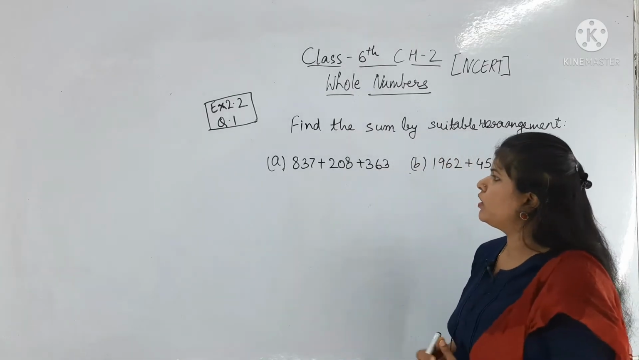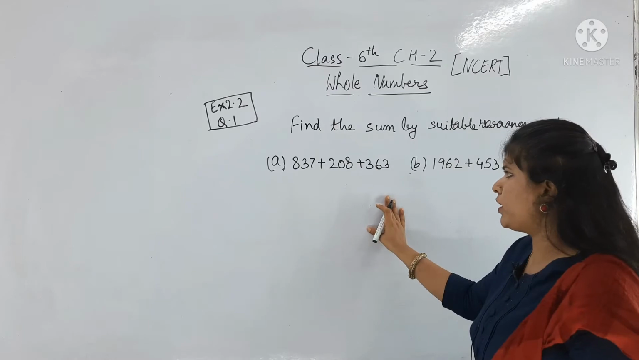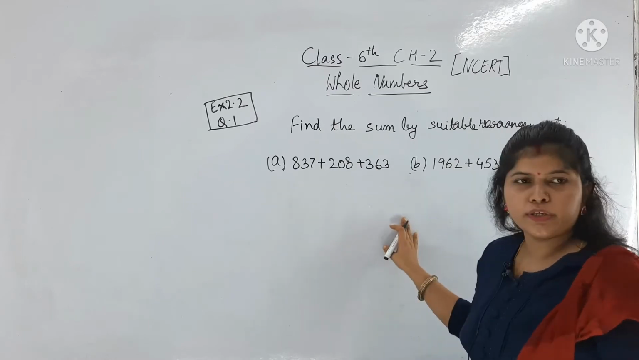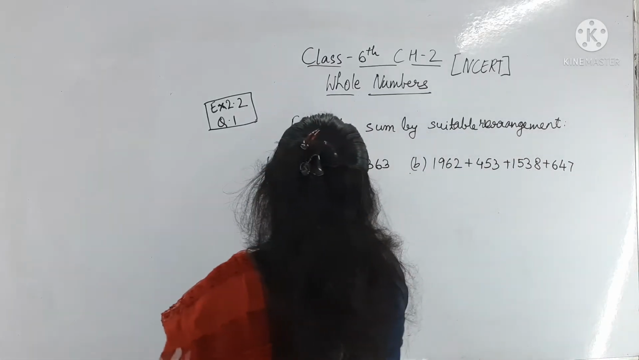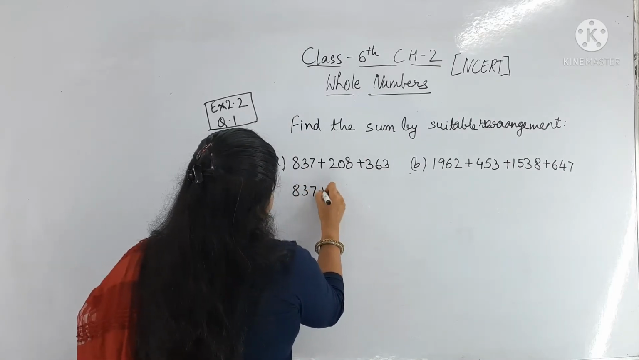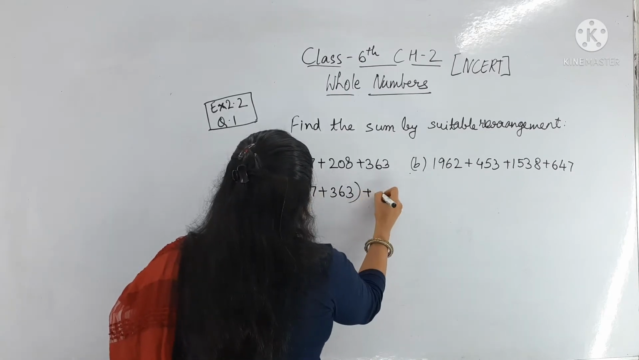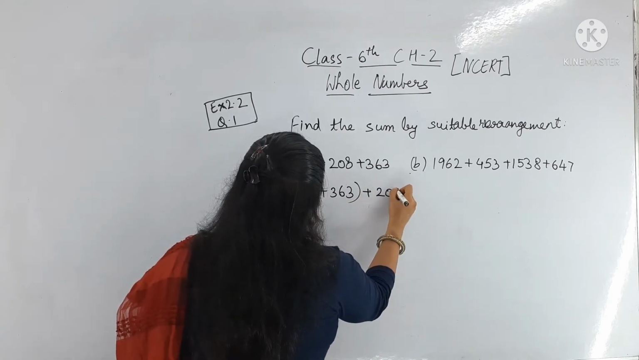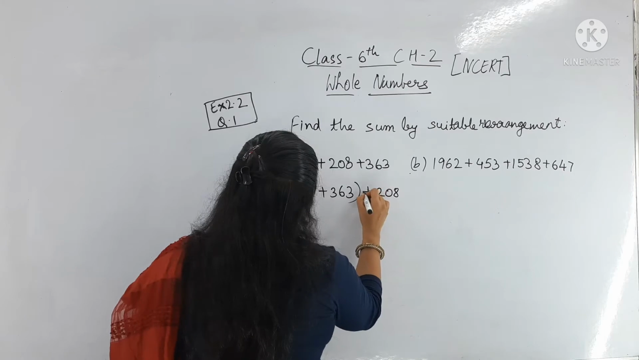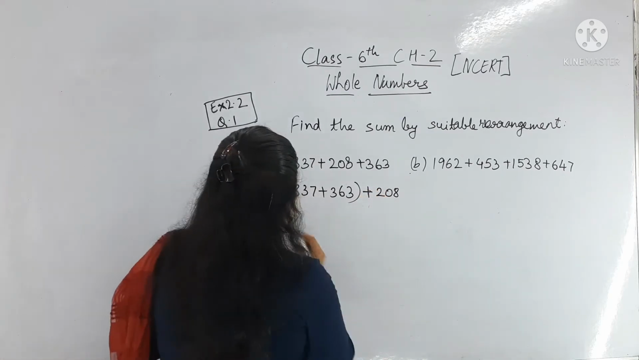So here, in part A, you have to arrange this according to the question. Here 837 plus 208 plus 363. So I am writing here 837 plus 363 plus 208. This is the associative property. So I am applying the associative property here.